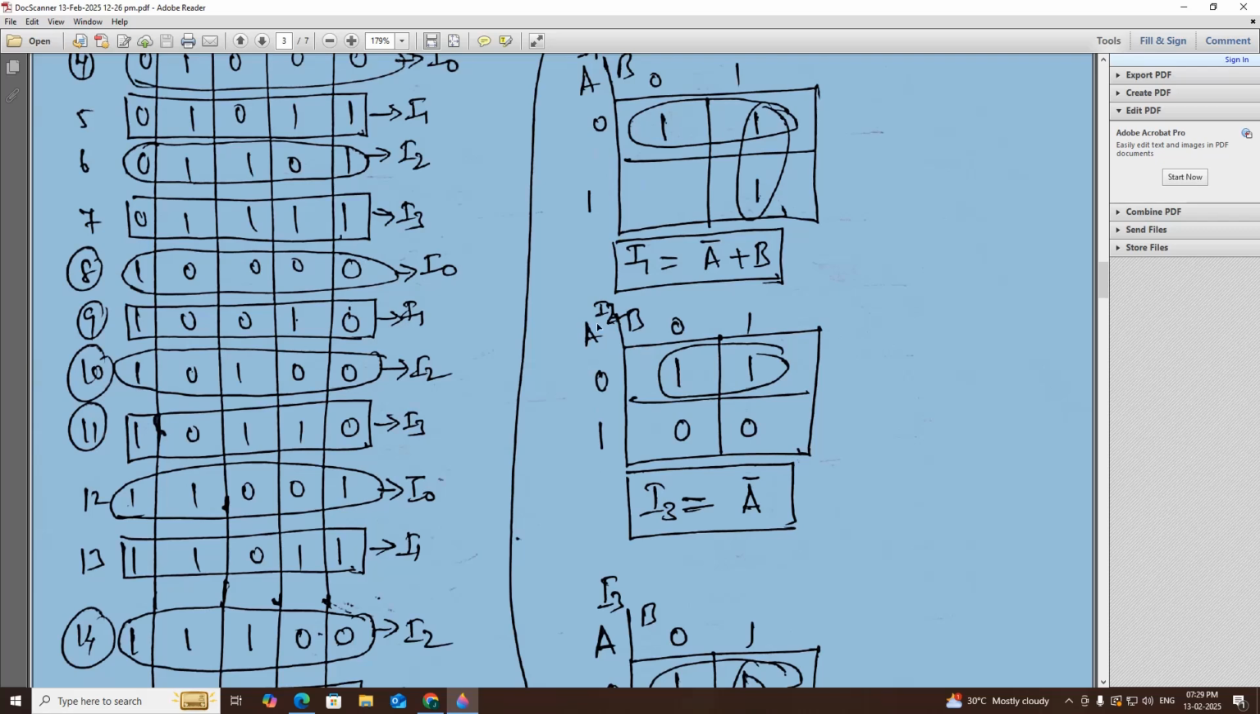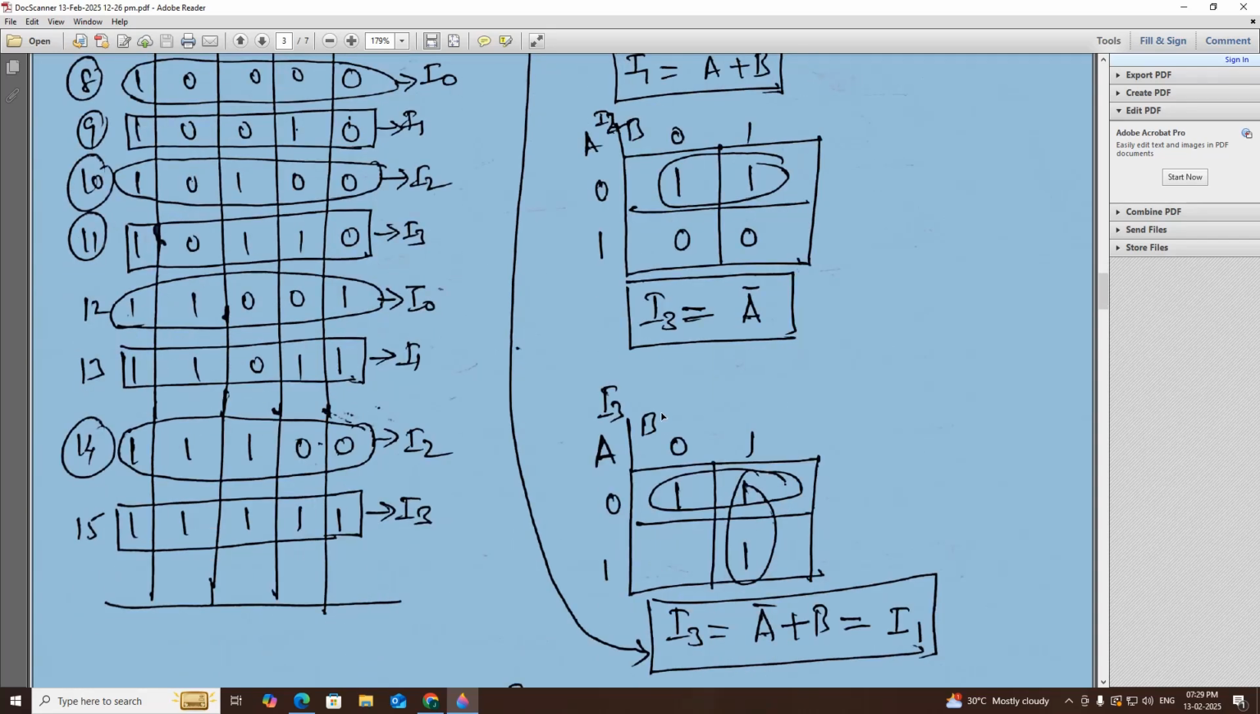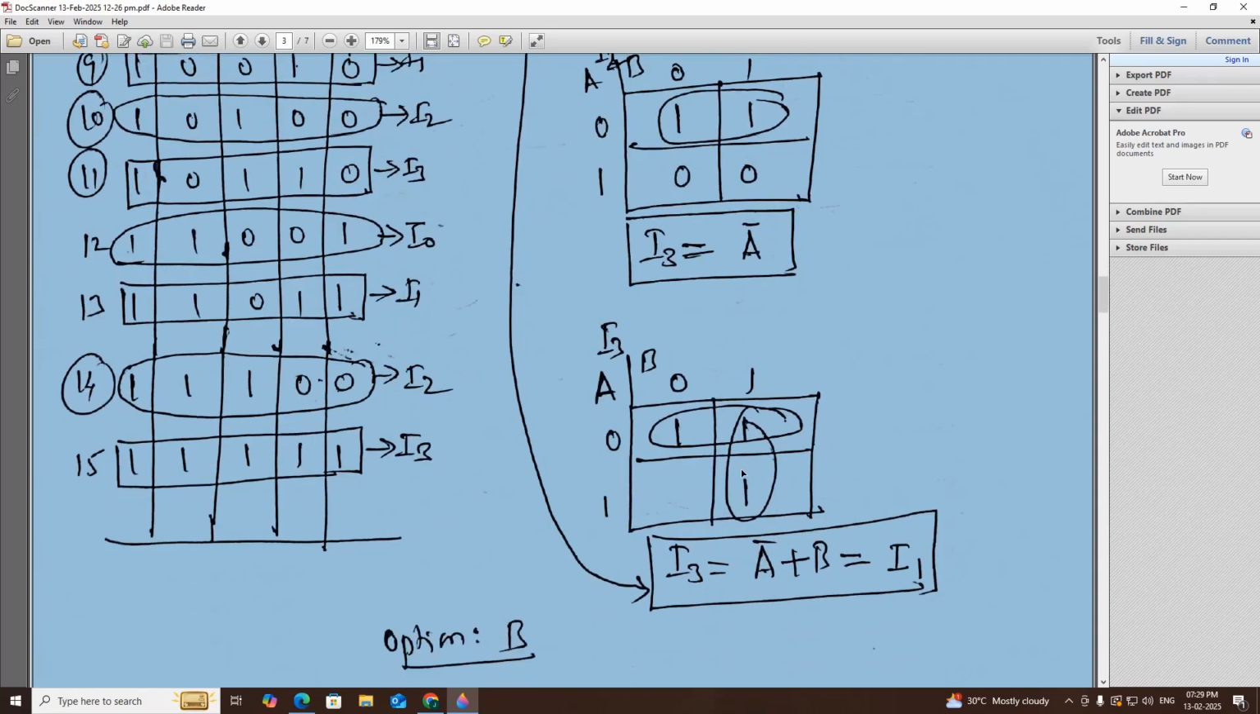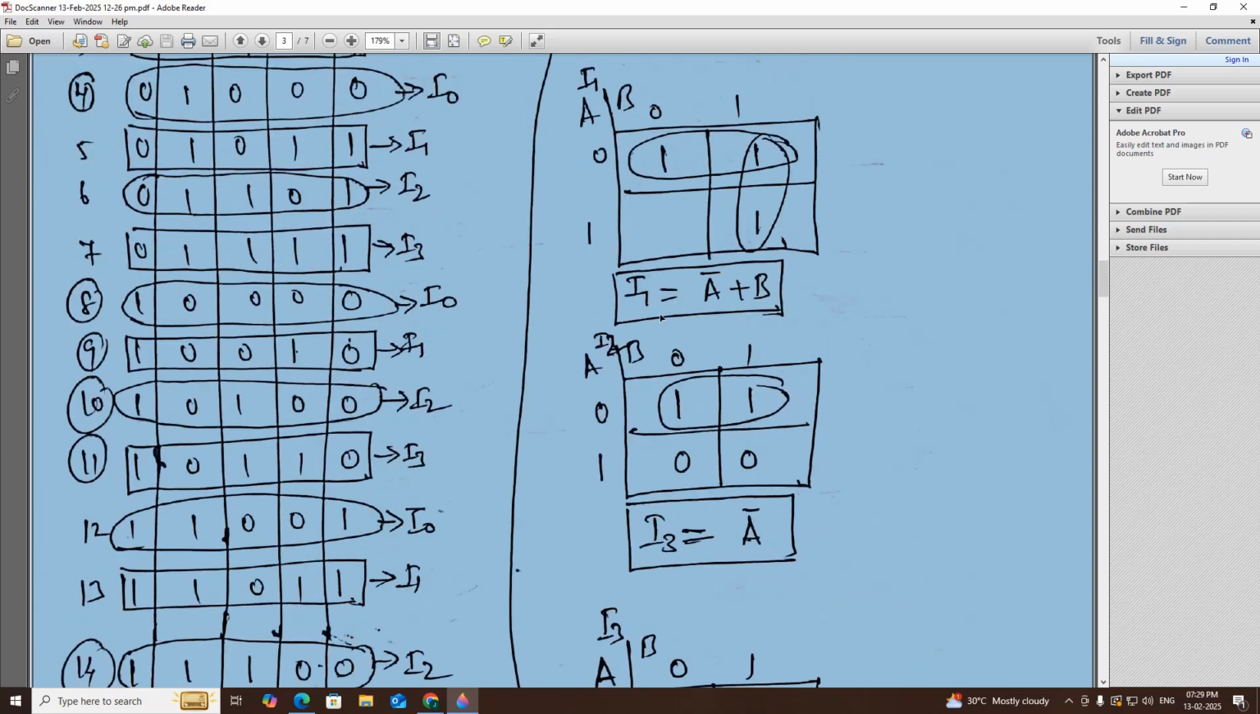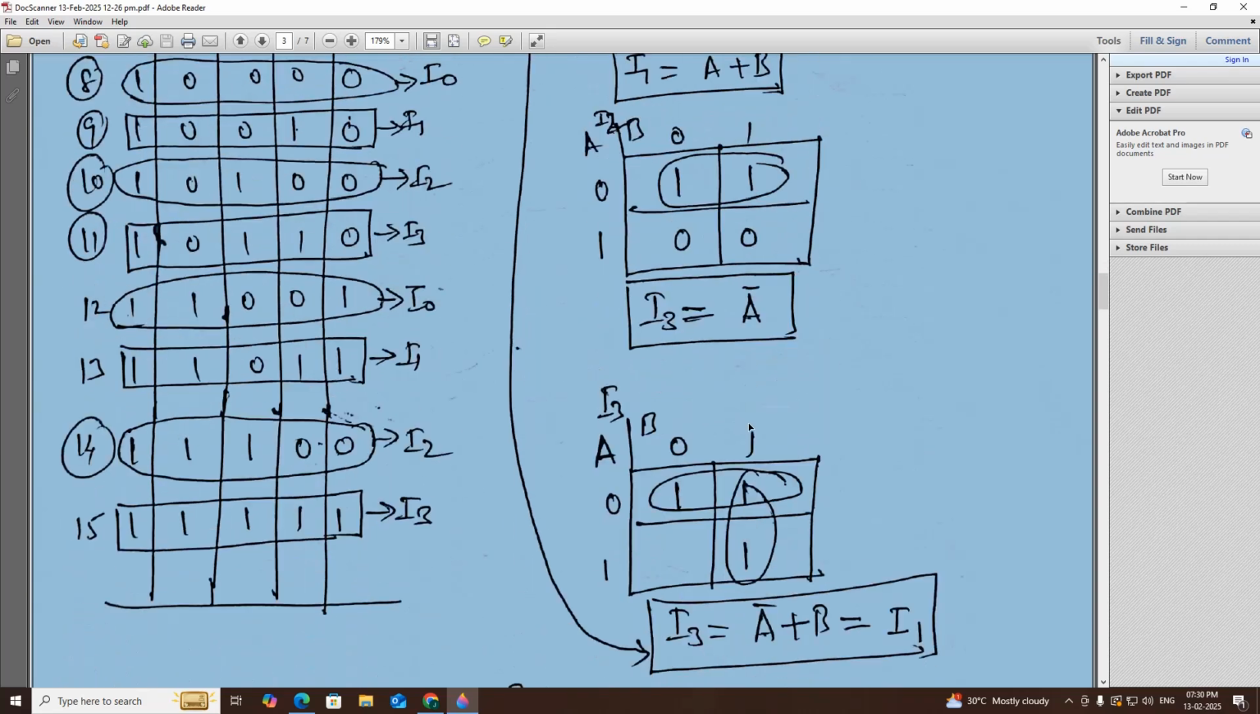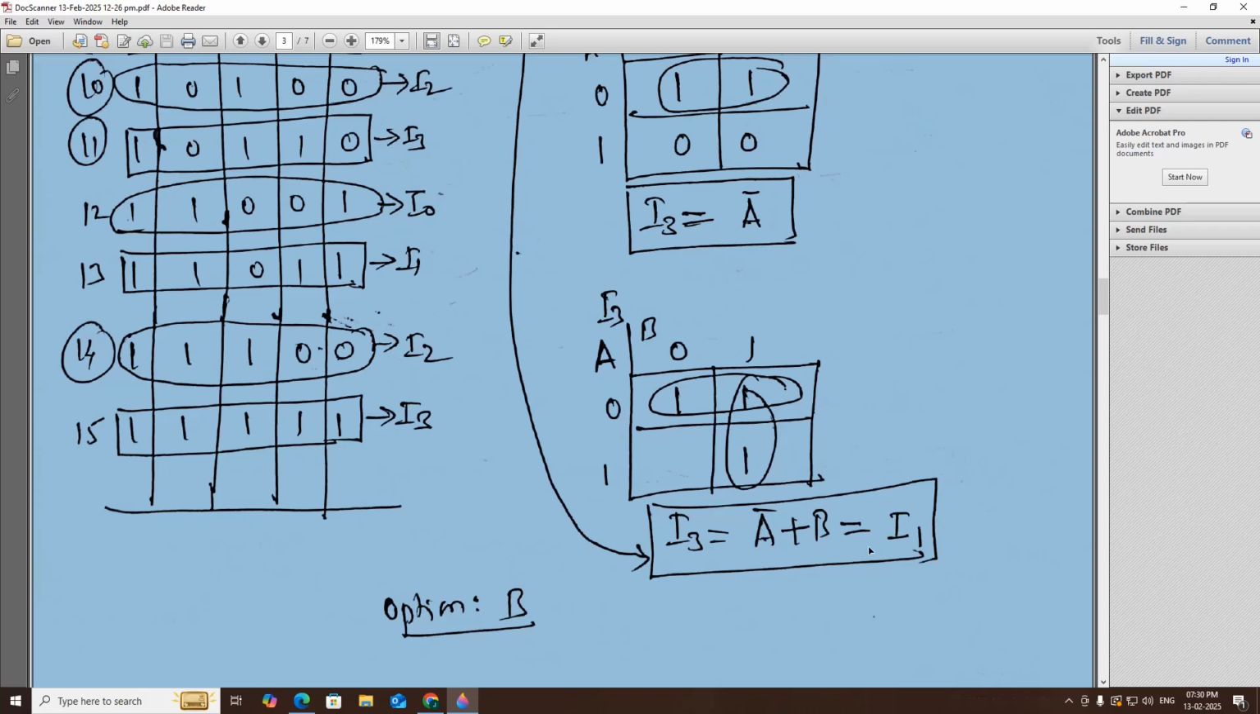Similarly, we can find it for I2. For I2 it is A bar. And for I3 we find that it is A bar plus B. See here, for I1 it is A bar plus B, and I3 is also A bar plus B, which is equal to I1. So I3 is equal to I1.